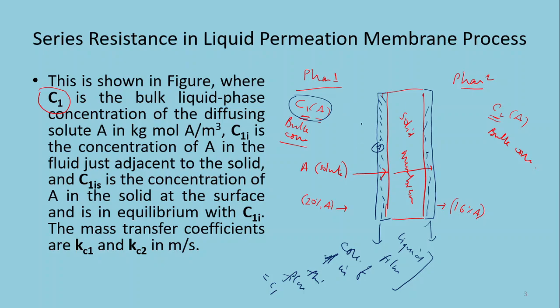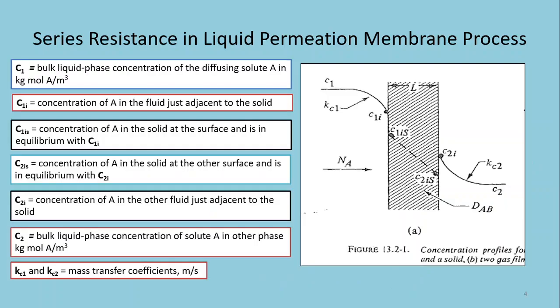So what is going on? A moves from the bulk of phase 1 up to the film, then it has to move through the solid, then from the film to the bulk concentration. So these three are the different positions and resistances available for the liquid permeation. Now let us again explain how these are going on. This is the thickness of the membrane, the solid film. This is the bulk concentration in phase 1 and this is the bulk concentration in phase 2.